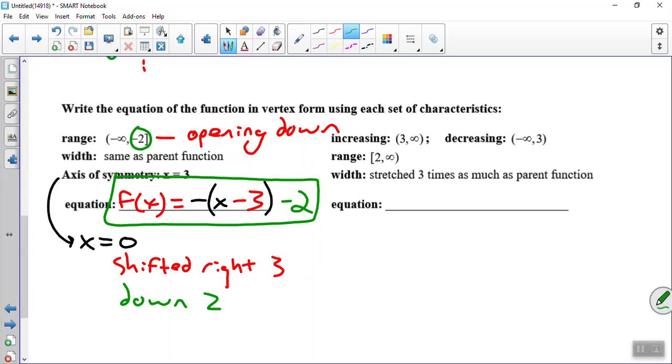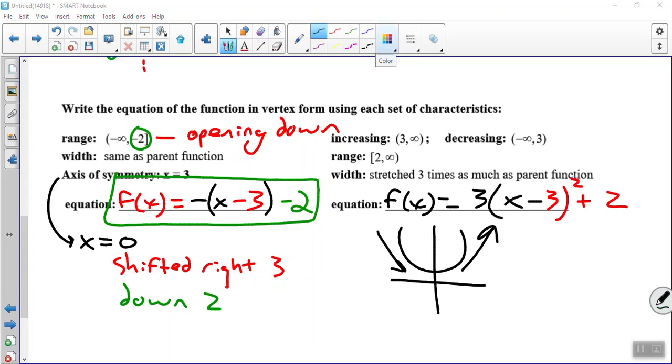Okay, look at the next set of clues and see if you can figure out that equation. Okay? All right, so you should get f of x equals 3 times x minus 3 quantity squared plus 2.